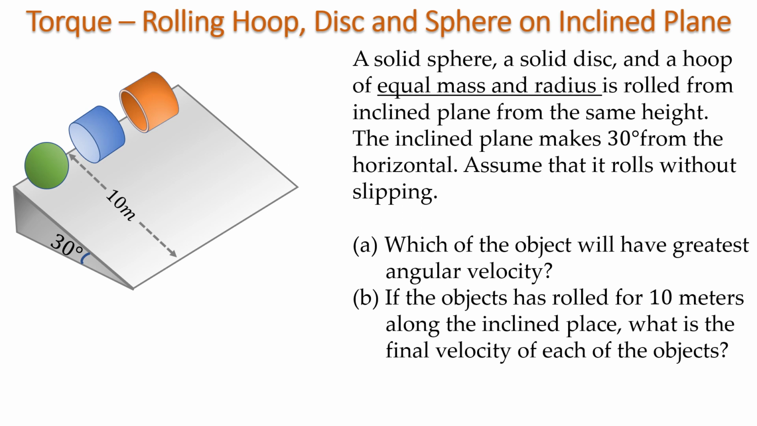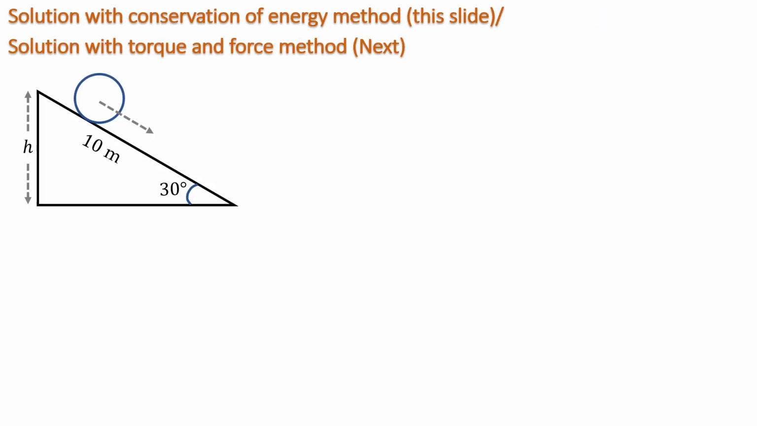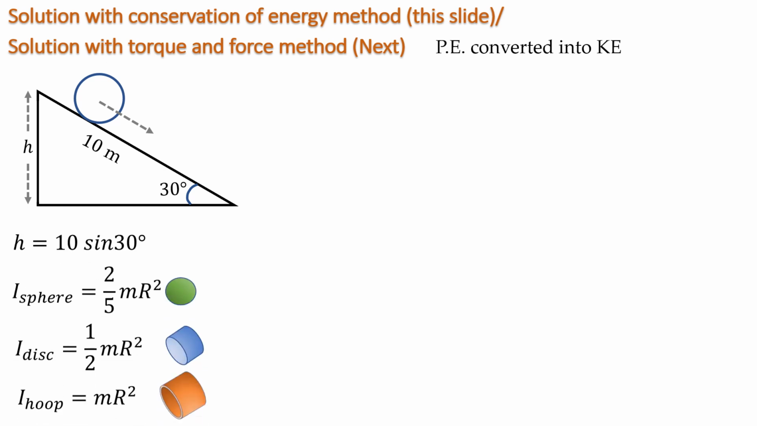Let's proceed. In the first method, we use conservation of energy to solve the problem. Before we proceed, let us get all the conditions of the problem. We have drawn the figure with one of the objects. H is the height it falls after rolling 10 meters. So this is 10 times sine of 30 degrees. Moment of inertia of sphere, disk, and hoop are known. Now let us proceed with the answer.